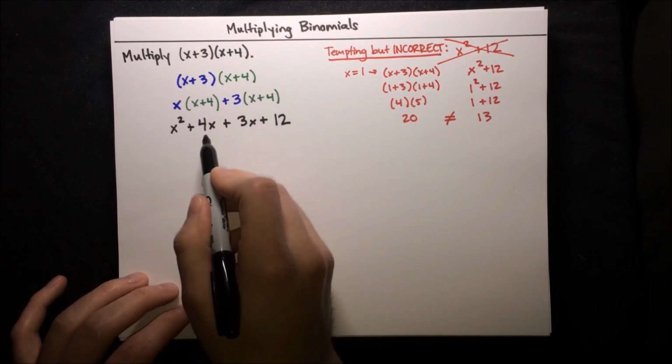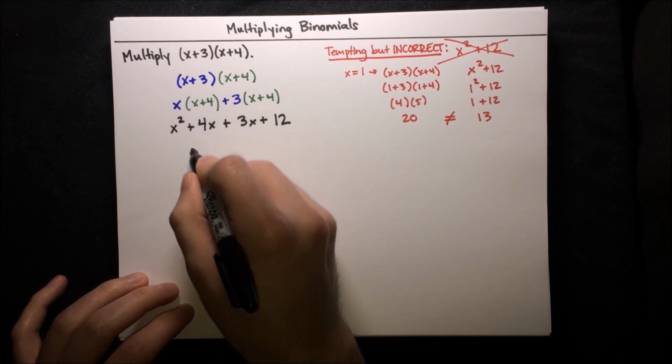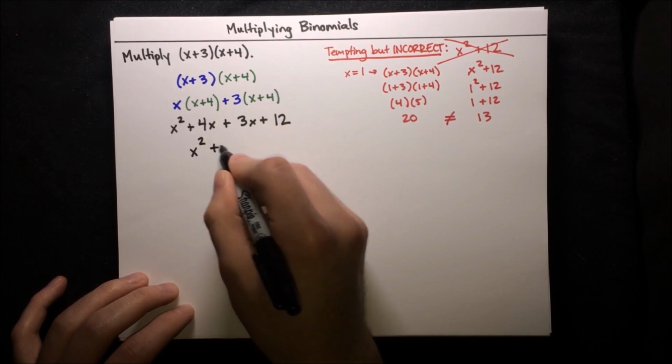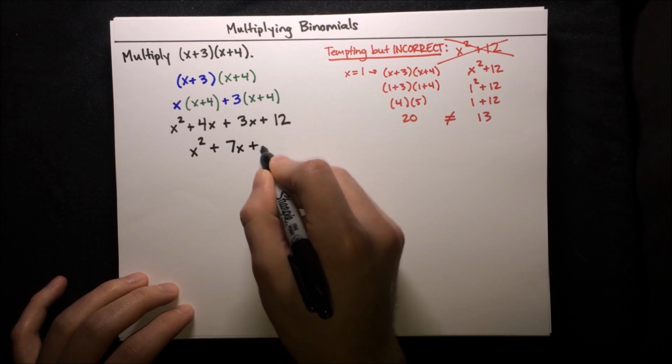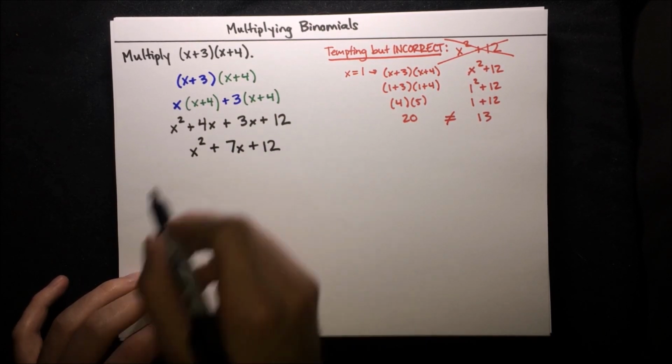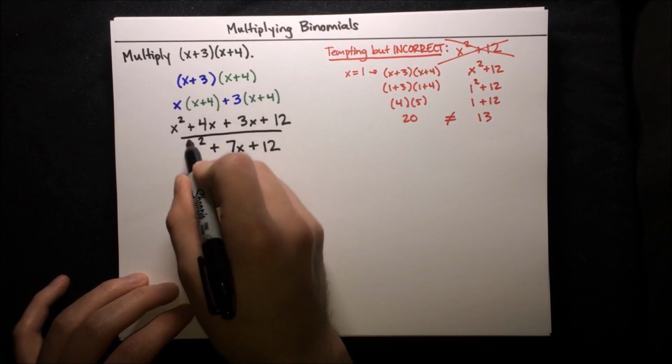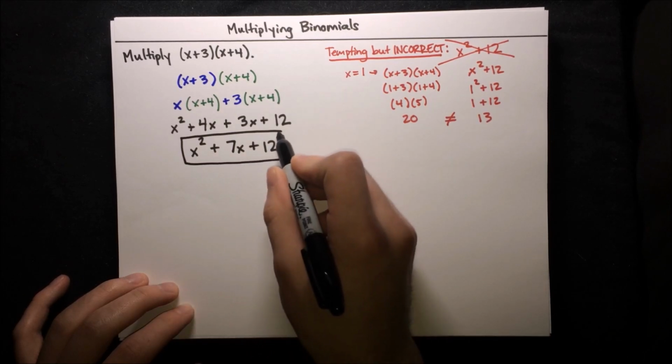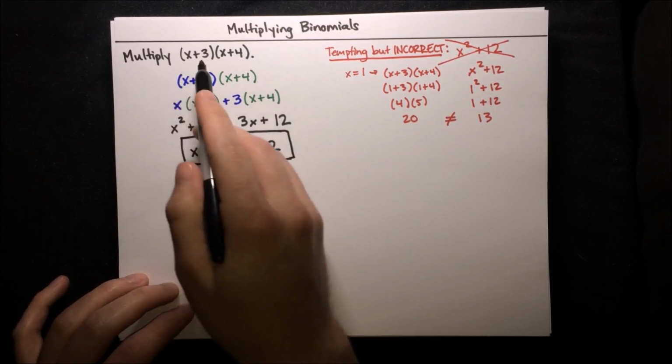Now combining like terms, this 4x and this 3x, we have x squared plus 7x plus 12. So this is the correct result here. x squared plus 7x plus 12 is what we get when we multiply these binomials.